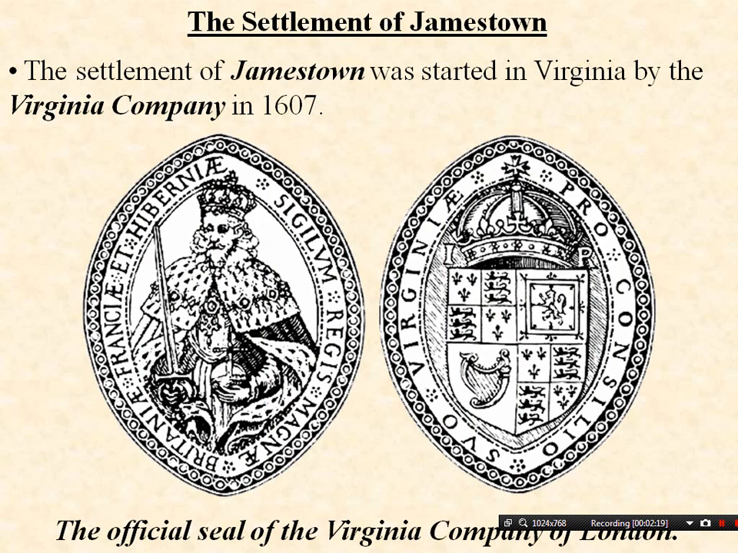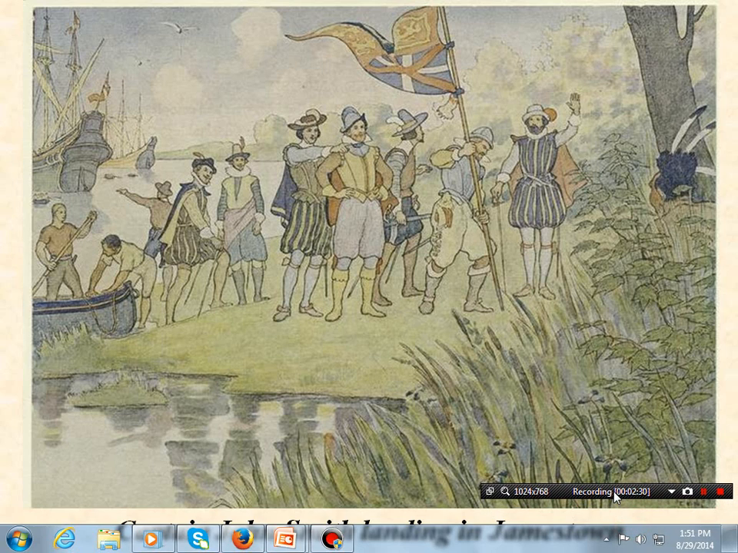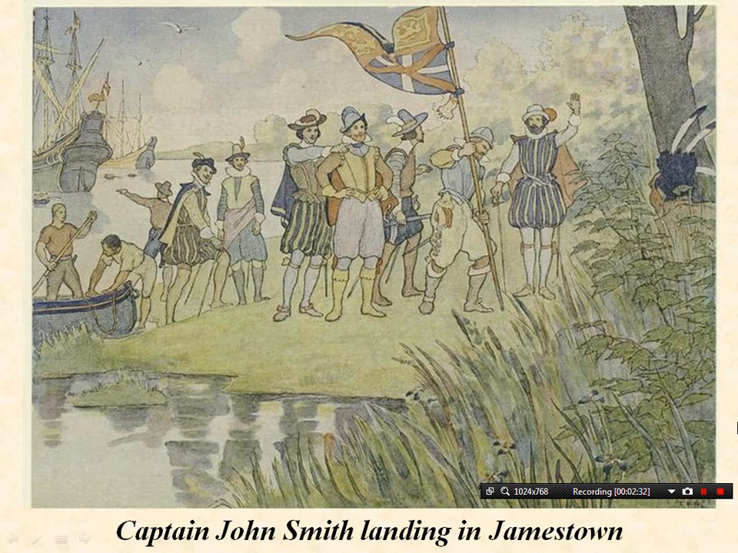Okay, the settlement of Jamestown was started in Virginia by the Virginia Company in 1609. Here is Captain John Smith landing in Jamestown.